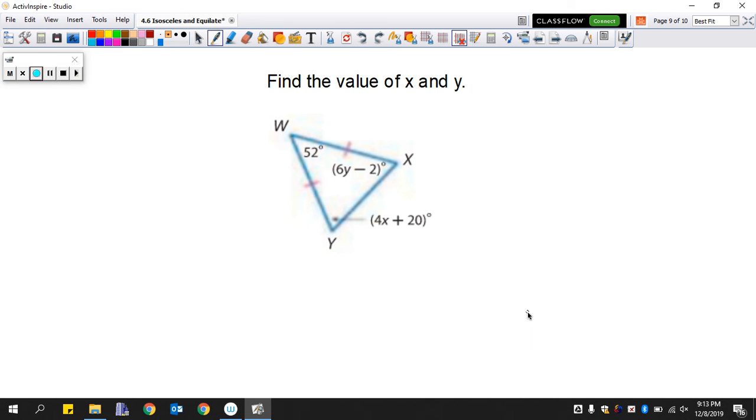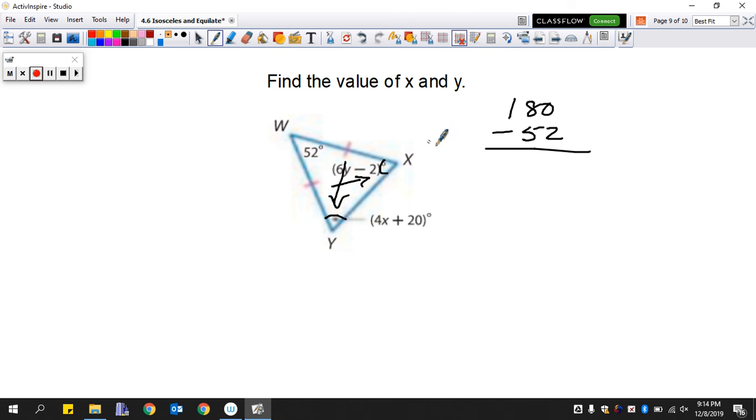The next problem says to find both the value of x and of y. When we look at that, we can see that the two angles here are opposite the two congruent sides. And so angle y and angle x are going to be congruent to each other. So if we figure out what those two angle measures are, we can figure out the value of x and y.